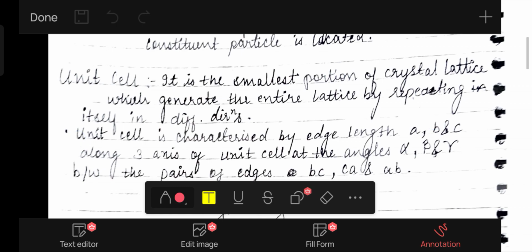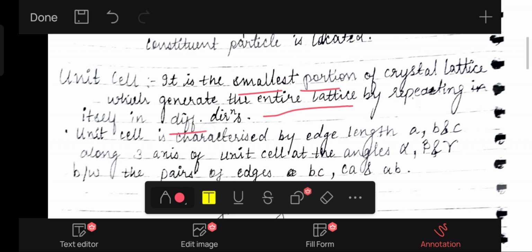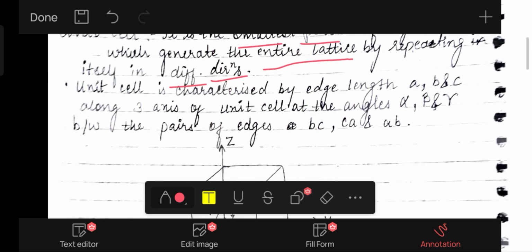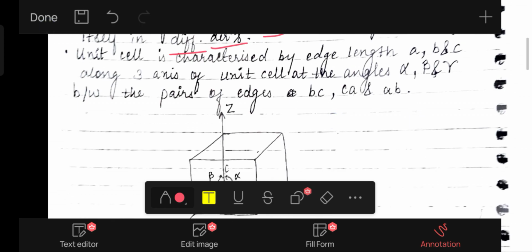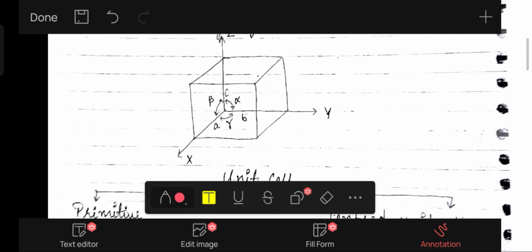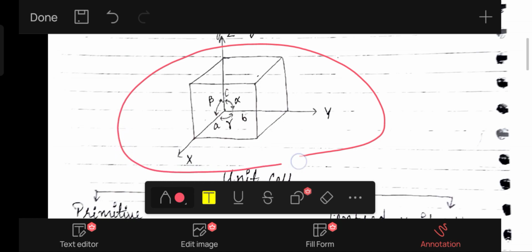Now next up we have unit cells. So what is a unit cell? Basically a unit cell is the smallest portion of a crystal lattice which generates the entire lattice by repeating itself in different directions. Simple. So in short it is the smallest particle that forms the entire crystal lattice. As we can see here, the unit cell is characterized by edge lengths a, b, c, and it has angles alpha, beta and gamma, and the pairs of edges are ab, bc and ca. Here we go. It's pretty simple, you can understand this.